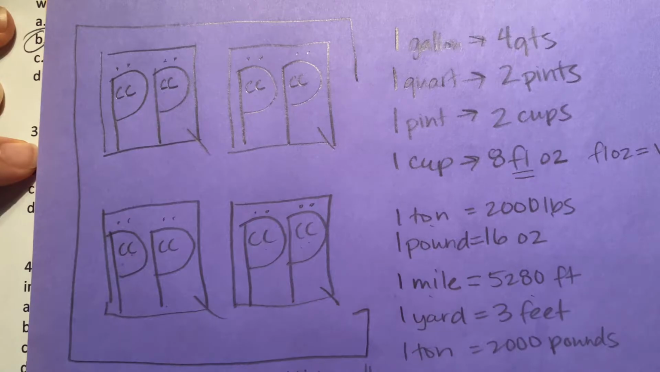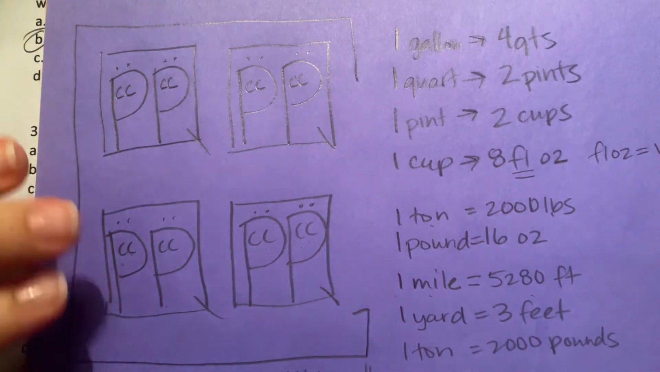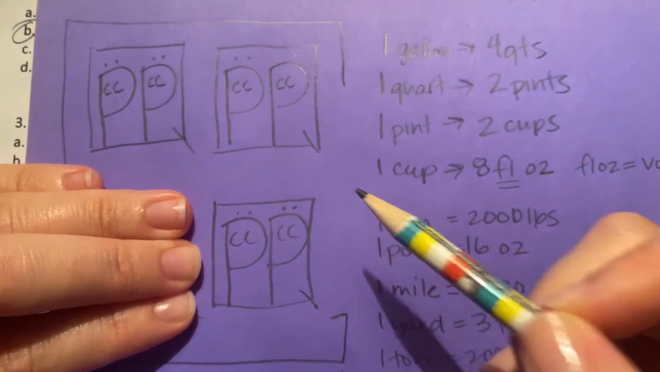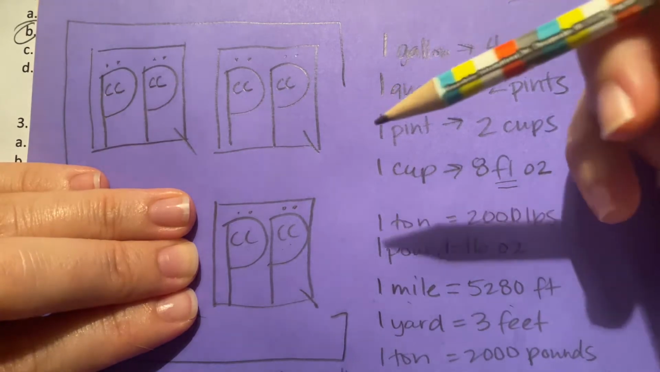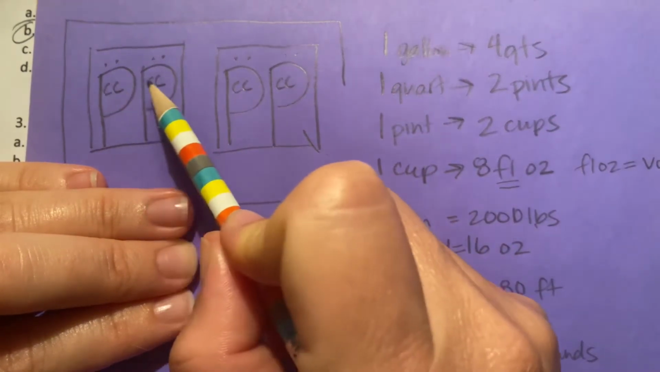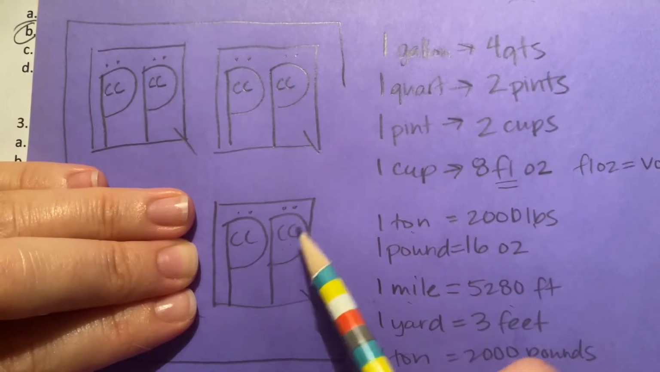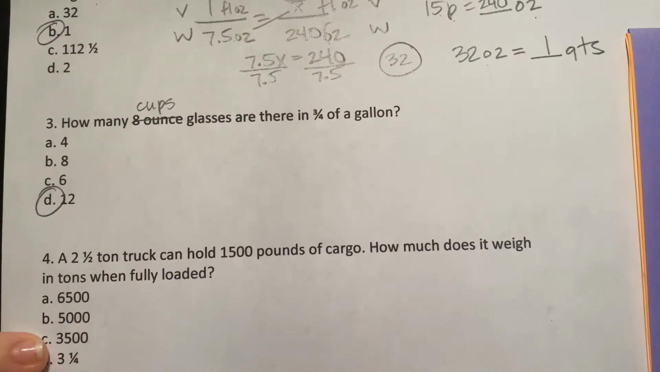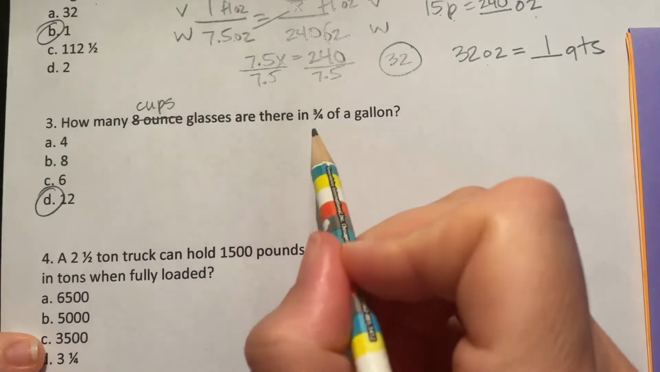If I had 3/4 of a gallon, that means that I would have not 4 out of 4, but 3 out of 4. So then I just counted up the cups. So 2, 4, 6, 8, 10, 12. So there are 12 cups in 3/4 of a gallon.